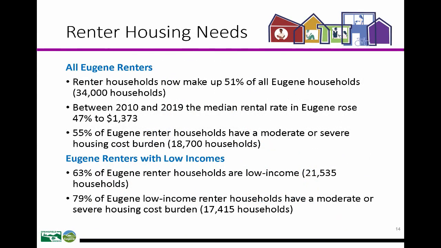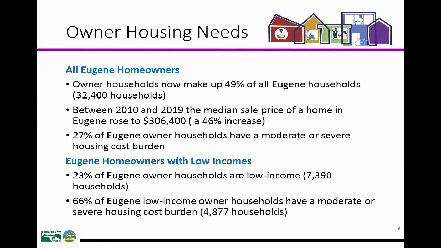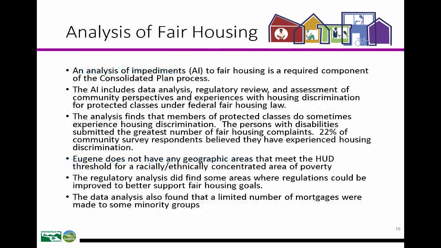When we think about renter needs, we see that rents are rising much faster than incomes, and this results in greater challenges for people with low incomes. We are also seeing increasing homeowner costs, which also result in greater cost burdens, particularly for homeowners with low incomes. And as part of this analysis, we also use data and community perspectives to take a look at various fair housing issues that relate to protected classes in the community and consider ways that we can better address discrimination issues.